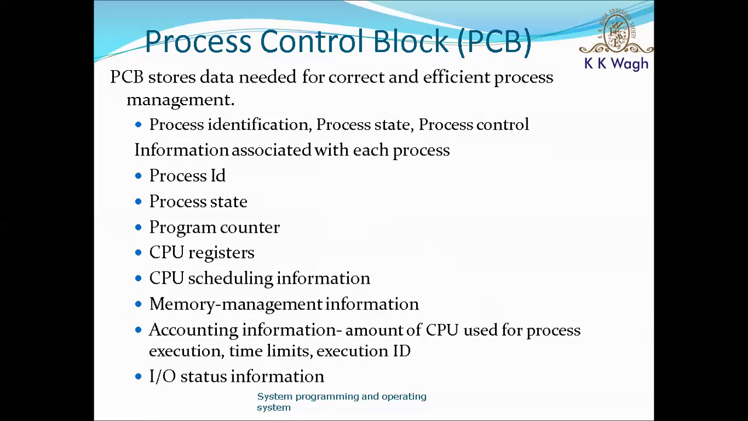So the process control block of a process contains information like process ID, process state, program counter, CPU registers, CPU scheduling information, memory management information, and accounting information. In that, the amount of CPU used for process execution, time limits, execution ID, and input output state and information. So all this is contained in the process control block. Let us move towards the next slide.